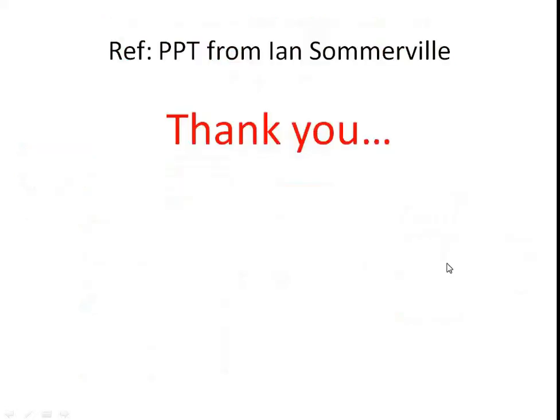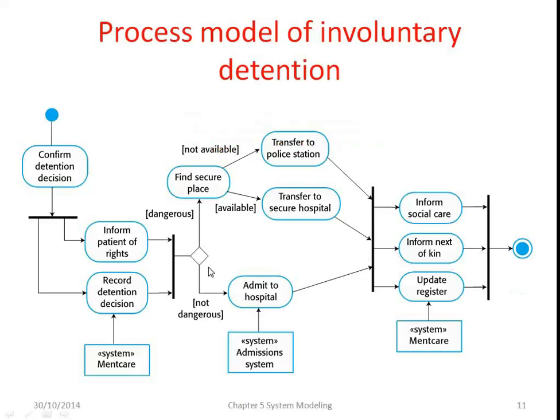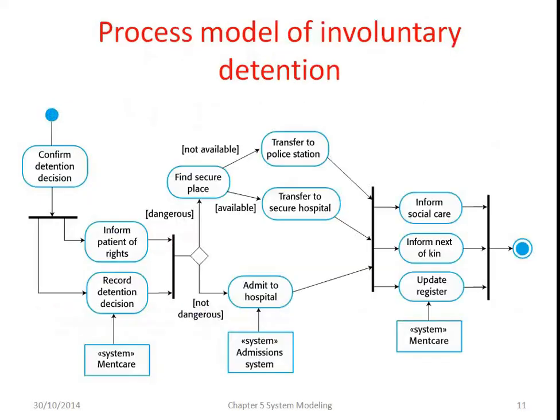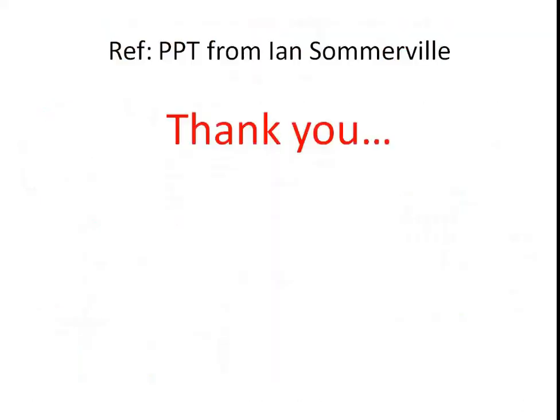Similarly, if it is not dangerous, admit to hospital through the admission system, and it goes to inform social care, inform next of kin, and update register, and this process ends. So this shows the process model of involuntary detention. This is related to the process perspective. It shows the UML diagram, and all these PPTs are taken from the Ian Sommerville book.